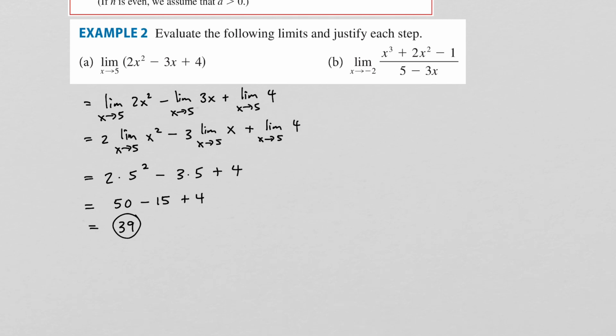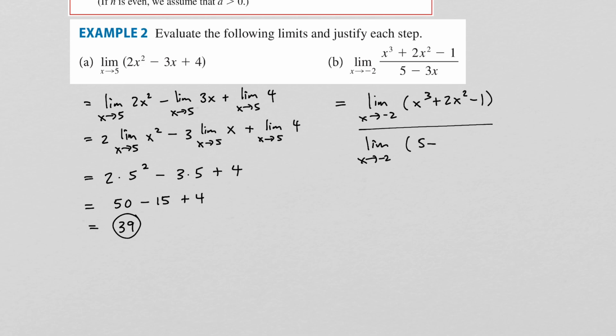For part B, it's very similar. To evaluate the limit here, first we are going to apply the rule that says the limit of a quotient of two functions is going to be the limit of the top function divided by the limit of the bottom function, as long as that bottom function does not become 0 when you take the limit.